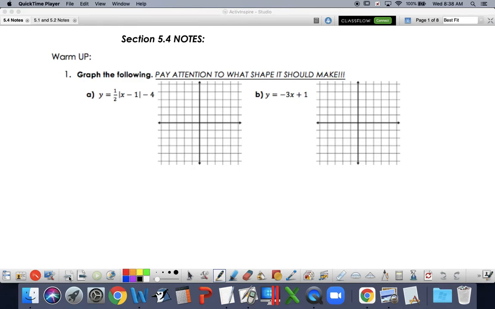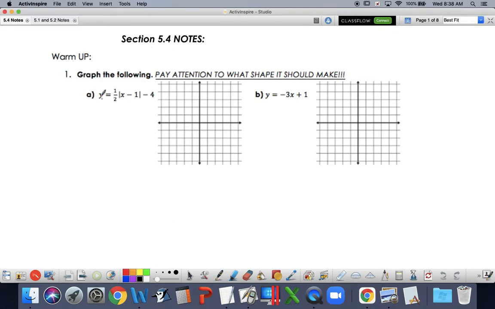Our first two questions are warm-up questions, which ask us to graph. In letter A, we're graphing an absolute value function, and in letter B, we're graphing a linear function. I recommend you pause the lecture and try it on your own, and then you can pick up where I start off. Okay, so let's look at our first function here.